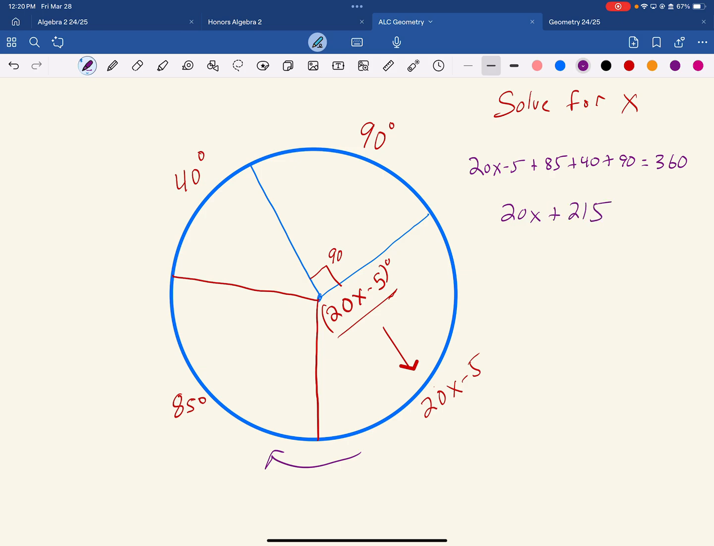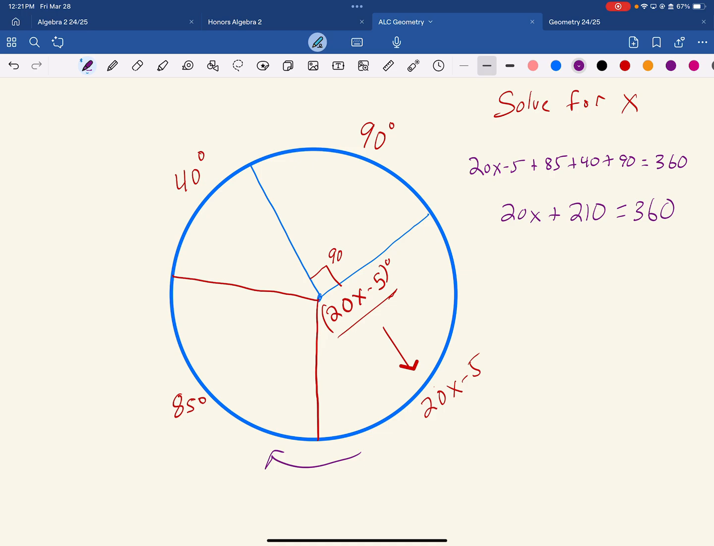Did I say 45? Hey Siri, what's negative 5 plus 85 plus 40 plus 90? Negative 5 plus 85 plus 40 plus 90 is 210. Thank you. So 210 equals 360. How do I solve that?